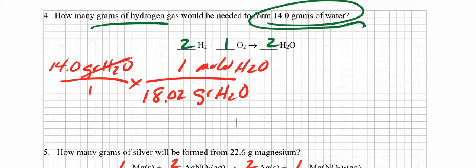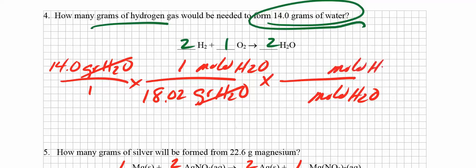So now grams of water and grams of water are going to cancel away, and I'm left with moles of water. Now I'm going to need a mole to mole bridge. Moles of water on top, moles of water on bottom, just like that. Now I need to go to hydrogen, right? Because it's asking me for grams of hydrogen gas. So I'm going to say moles of H2 right there. Now what's the relationship? Well, here it is. 2 moles of hydrogen gas produce 2 moles of H2O.